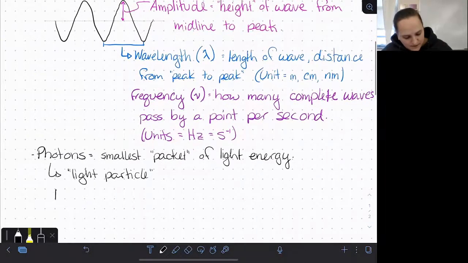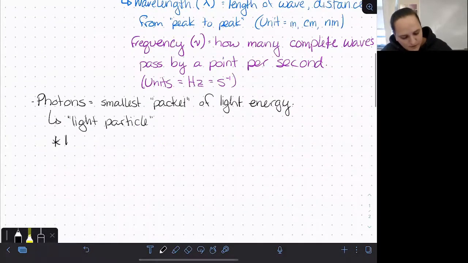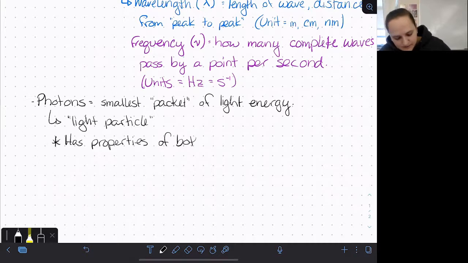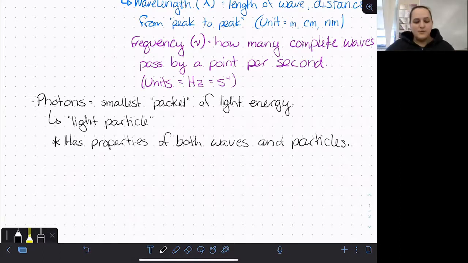So these have properties of both waves and particles, depending upon the context. And we'll talk more about that as we go through things. And so photons are the smallest packet of light energy that you can have. And these ideas of wavelength, frequency, and energy are all interrelated mathematically.